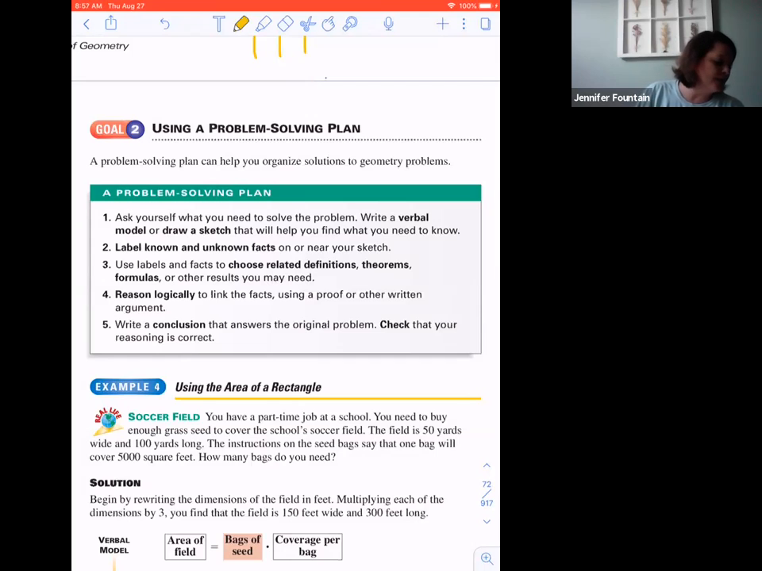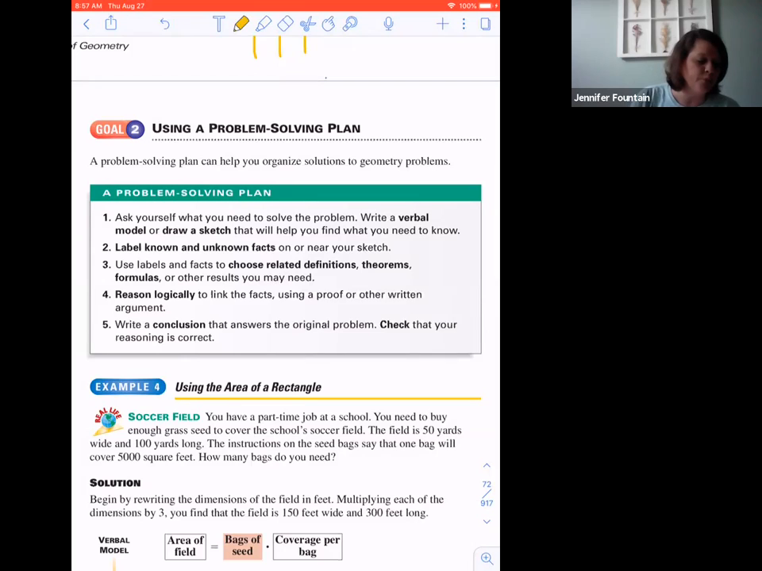Just like if you were given that problem and you did not have that picture of that triangle that we just went through. If they said, hey, here are the points of my triangle, the first thing you should be doing is going ahead and drawing it out to make sure you understand what it's talking about, okay? Number 2, label known and unknown facts on or near your sketch. So draw on it. Write down what you know, and maybe make a list of the things that you're not sure about.